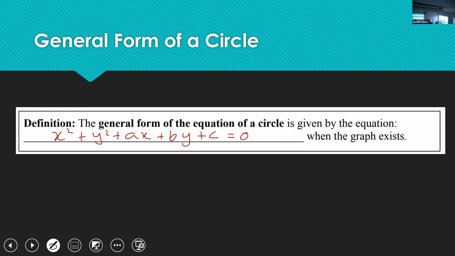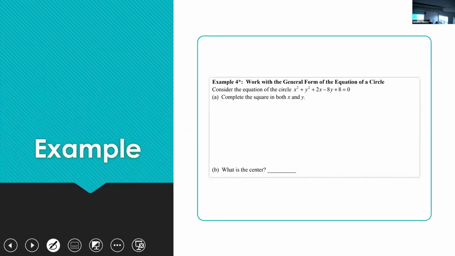Okay, questions? One last example. Last one on the page, and then y'all are done. Chapter 1. Consider the equation x squared plus y squared plus 2x minus 8y plus 8 equals 0. Complete the square. Step 1, let's put all our x's together and all our y's together. It just makes sense in my brain.